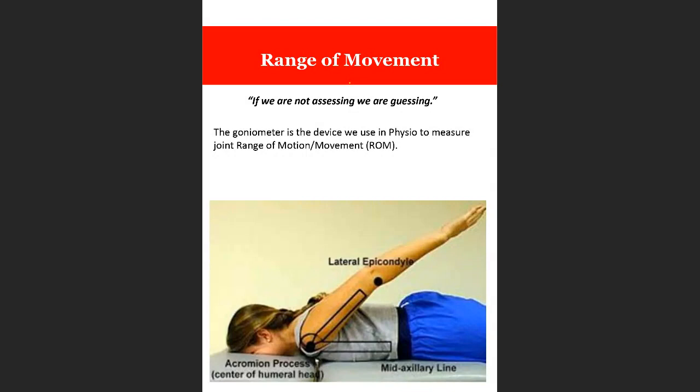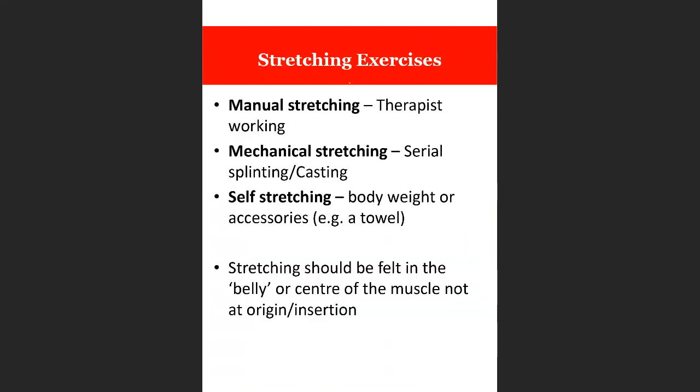We've got our goniometer measurement. What movement of the shoulder is this, guys? What movement of the shoulder is this? It's shoulder extension. I know we haven't done the upper limb yet, but it's just checking, keep you on your toes. Then we've got the three types of stretching.